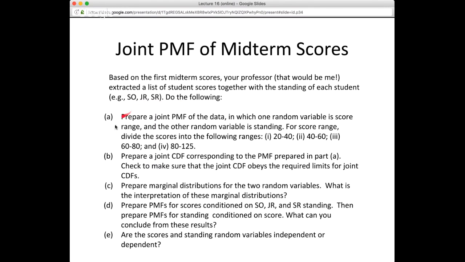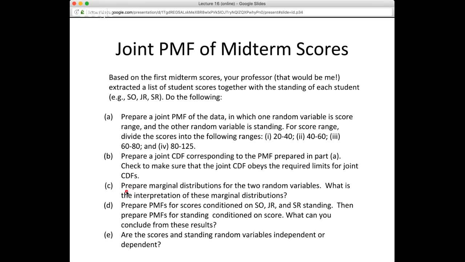Prepare a joint PMF of the data in which one random variable is score range and the other random variable is standing. For score range, divide the scores into the following ranges: 20 to 40, 40 to 60, 60 to 80, and 80 to 125. So that's the first task. We need to create that joint PMF. The second task is to prepare a joint CDF corresponding to the PMF prepared in Part A. And then we're to make sure that the joint CDF obeys the required limits for joint CDFs.